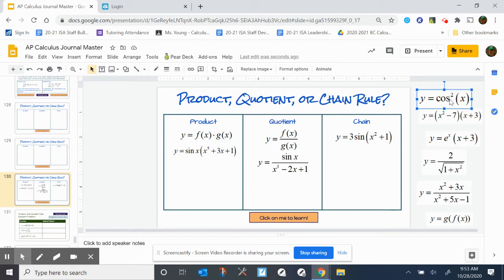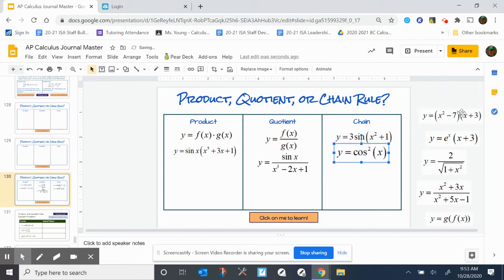This one confuses a lot of people. This was on your assignment, and I wrote down u equals cosine of x. This is cosine squared of x. It's also cosine of x times cosine of x. That's what that means. So you are squaring the cosine of x. So that is a u squared. That is chain rule.